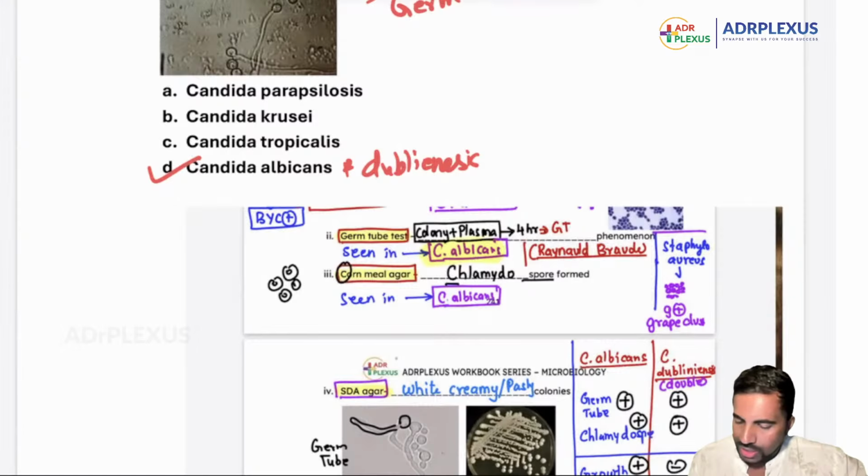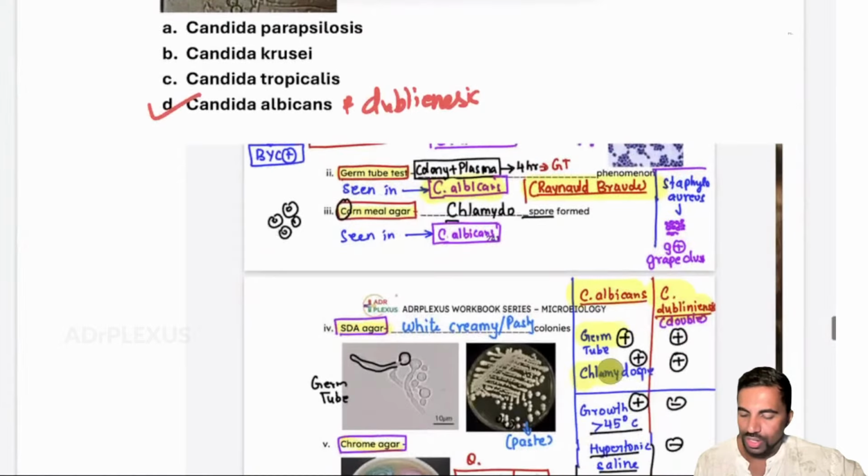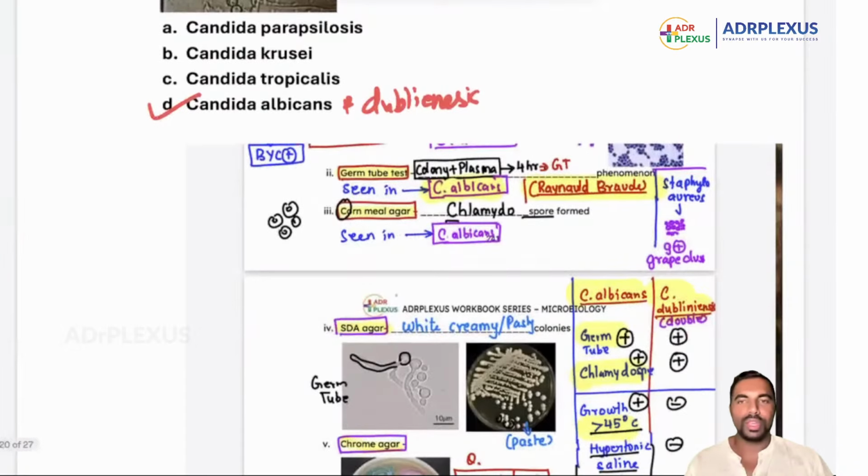Albicans, Reynolds-Braude phenomenon. Two organisms, one is albicans and the other dubliniensis. Both are germ tube positive and chlamydospore positive. How to differentiate? Albicans will grow above 45 degrees and in hypertonic saline. Keep it for the upcoming exam, where we are going to discuss those things also. Revise it, it will come. So finish. This is a direct question: albicans.